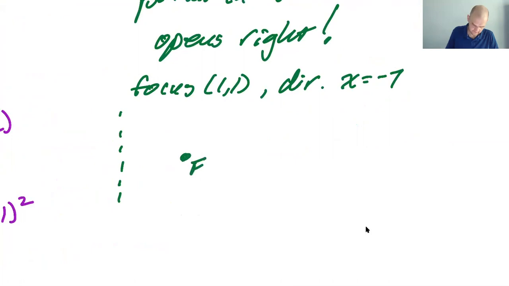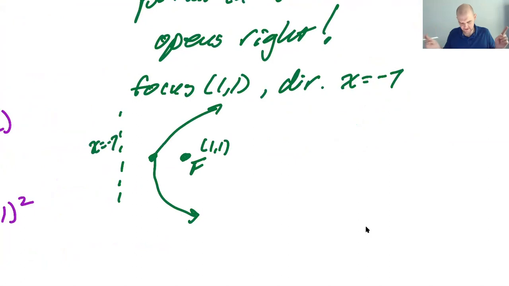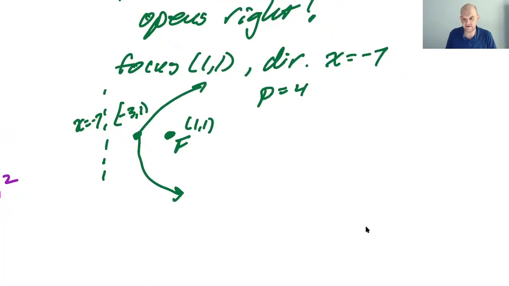So we're going to have a vertex. So (1, 1), and x equals -7. So -7 plus 1 is -6, divided by 2 is -3. So this is (-3, 1). And that's our vertex. Okay, and then p is going to be 4, because you can go 4 in either direction from there. Okay, I think we're good to go.